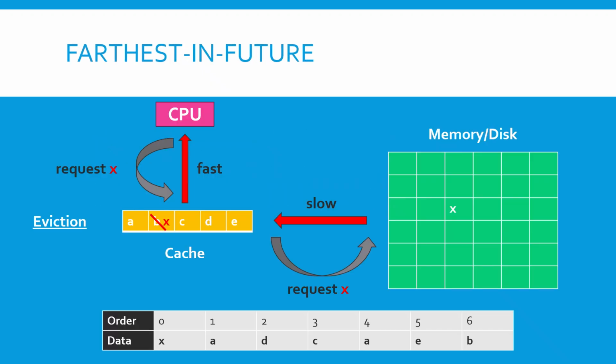For example, consider the data access sequence shown in the table. From the sequence, we can determine the next access time of each cached item. Data A is accessed first, D second, C third, E fifth, and B sixth. Since data B will be accessed farthest in the future, the greedy policy evicts B.